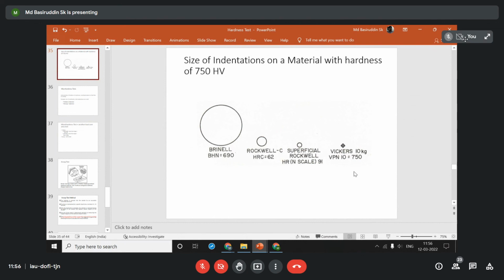Now, omitting all the limitations and restrictions, if you just follow a single test method, then you have to think about the sample size. For the Brinell test, you need a large, thick sample with a large surface area. But if you go for the Vickers test, even a very small sample lets you measure the hardness of that material. So that is the benefit of choosing a sophisticated testing method or process.